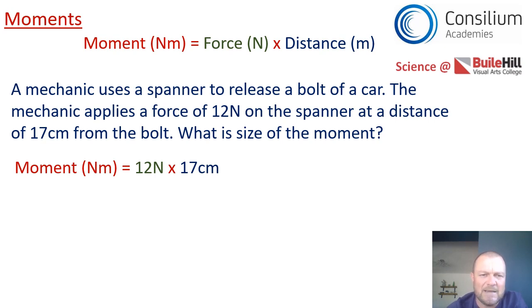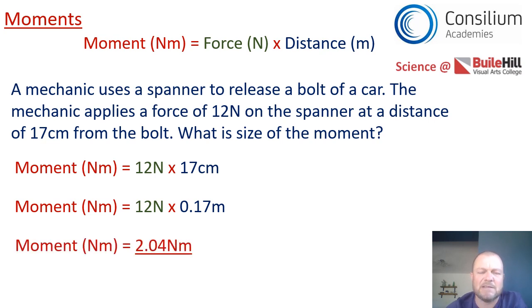There are 100 centimeters in 1 meter, so therefore the equation should read 12 newtons times 0.17 meters. So we've converted those centimeters into meters. And if we then put that in a calculator, the answer would be 2.04 newton meters. If you got the wrong answer, you probably put 204 newton meters. But hopefully you'll spot that as we go forward.